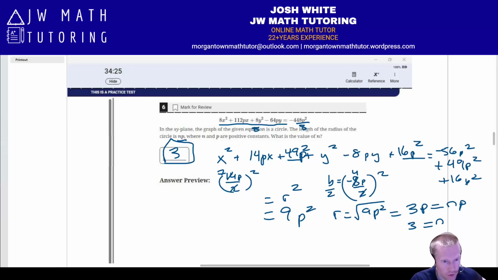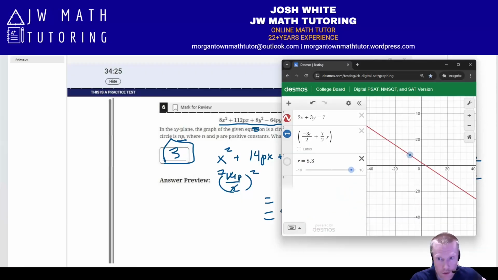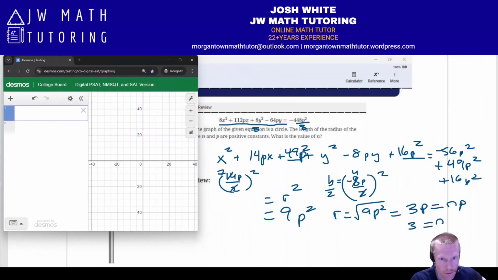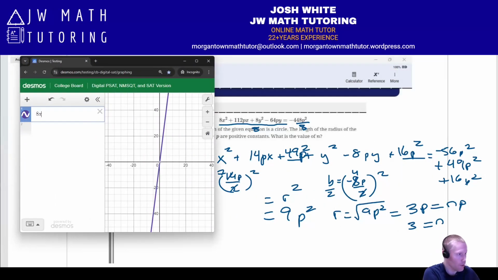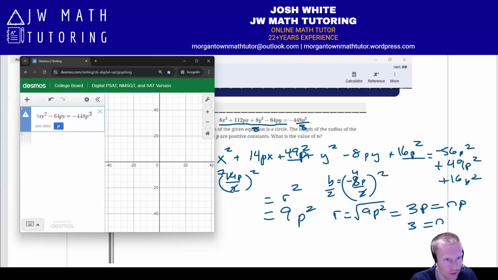Now, let's see how you could do this in Desmos. So let me go ahead, just move this over here. Okay, so I'm going to type in the entire equation, and basically what I'm going to do is add a slider. And then we're going to move that slider, and you'll see that the value of the radius is irrelevant.